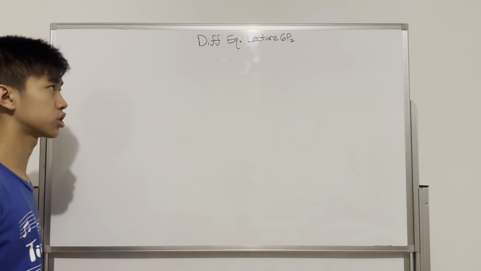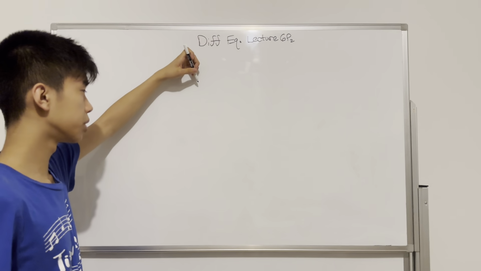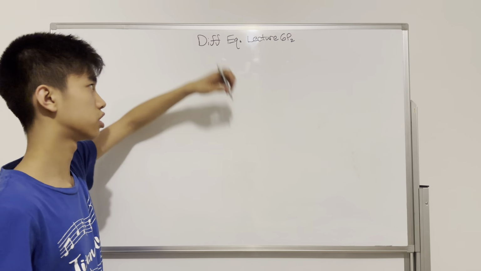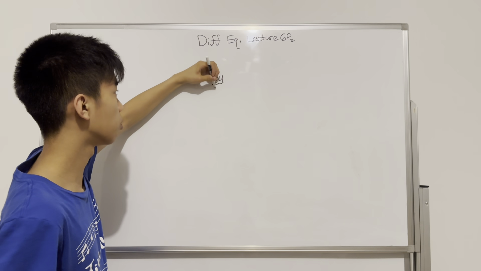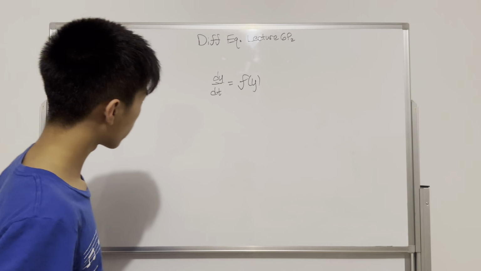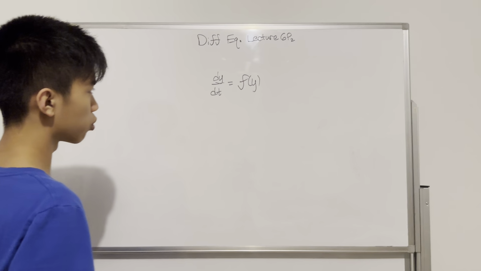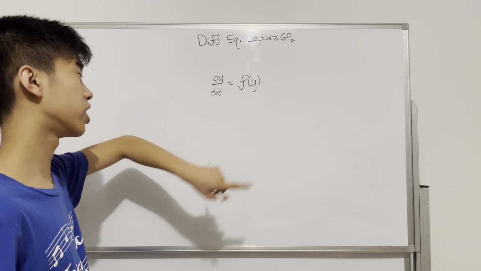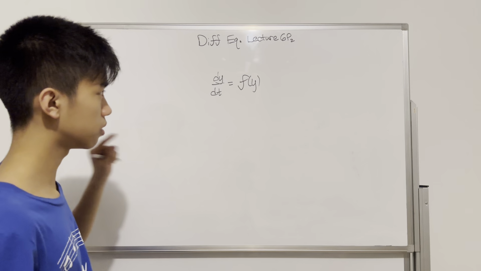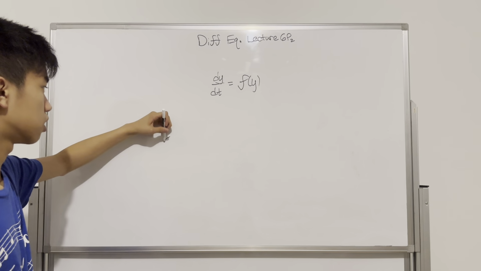Okay, one last lecture for autonomous differential equations, 6p2. We'll be covering something known as phase lines. When we have the differential equation dy/dt equals f of y, what we're trying to do really is find information about y, given this differential equation, with all sorts of methods and techniques. So we're going to be extracting more information using these things called phase lines.